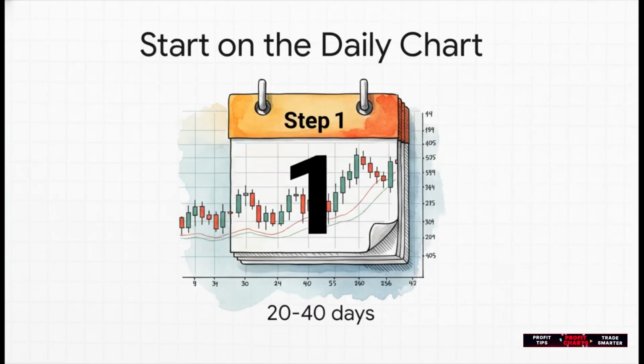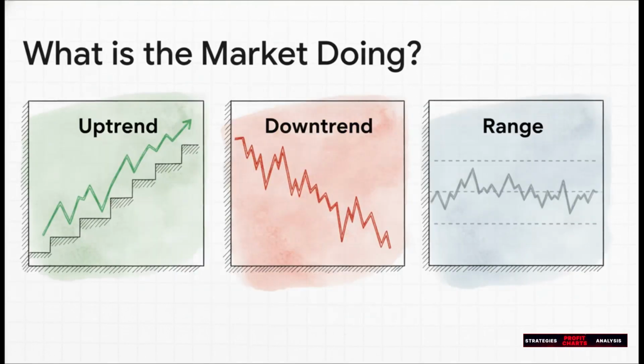Step 1 is all about getting the context. We're on the daily chart and we're just looking back over the last month or two. You don't need to go back a whole year. Honestly, the last 20 to 40 candles give you the most relevant picture of what's happening right now. What's the story the market is telling us? And that story is usually going to fall into one of 3 categories.